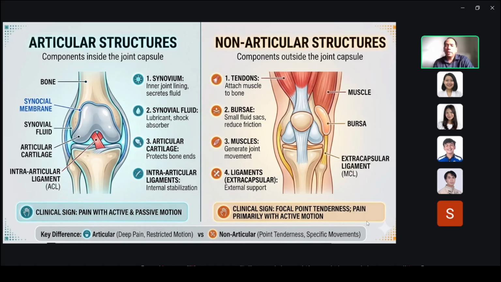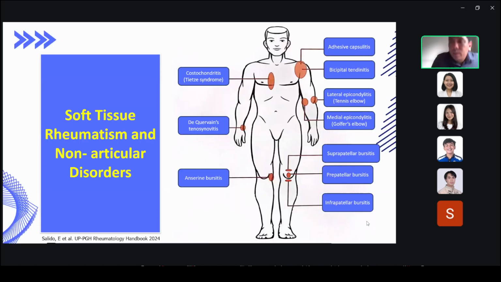That's why if there are articular structures, the pain is usually present on active and passive motion. Whereas with non-articular structures from the soft tissue rheumatisms, the pain is characterized as focal point tenderness, with pain primarily on active motion only. To differentiate the two: articular has deep pain and restricted motion, versus non-articular, where there is point tenderness and pain with specific movements only. But in soft tissue rheumatism, there are still many different areas involved.